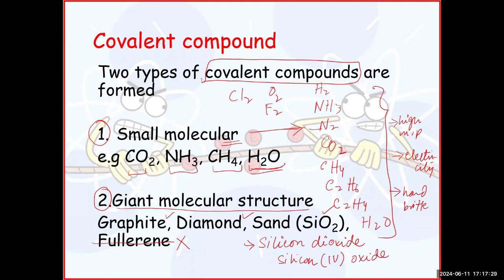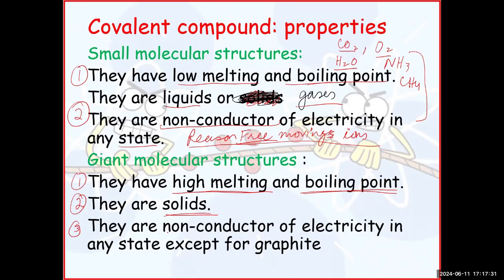Out of all three of them, two are non-conductors of electricity. Only graphite can conduct electricity, except for diamond and silicon dioxide. There are so many other giant covalent structures also, but in your course there are only these which are considered. So we are talking about them only, that diamond and silicon dioxide are non-conductors. However, graphite is a conductor of electricity.